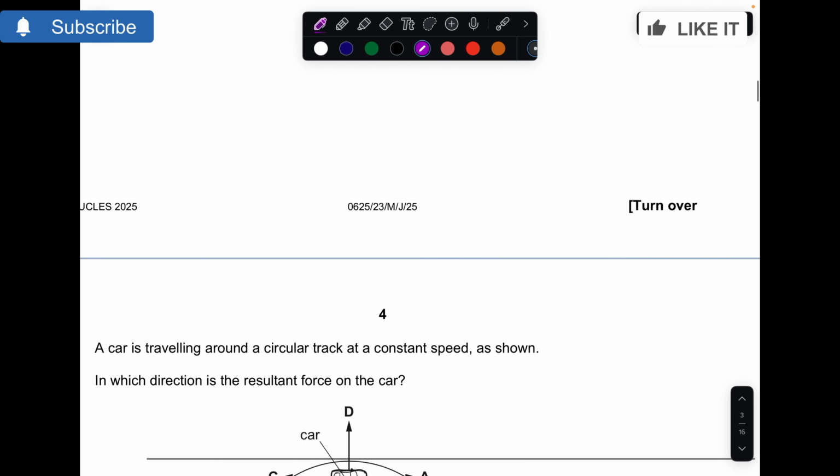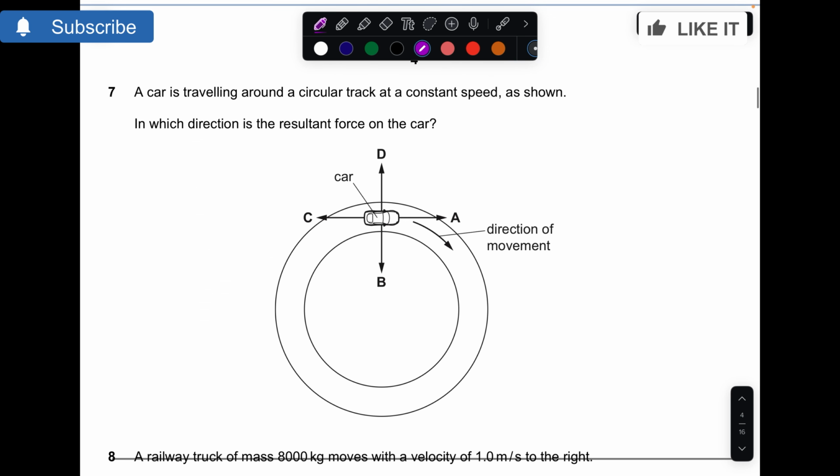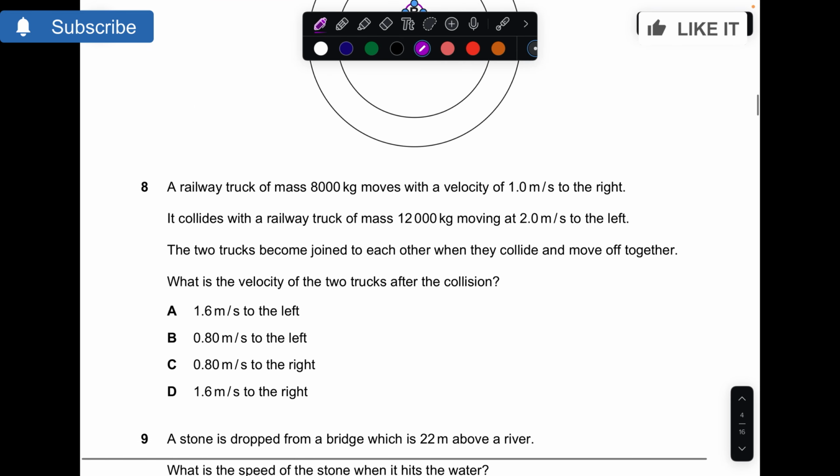And the next question, a car is traveling around a circular track at a constant speed. In which direction is the resultant force? Whenever an object is moving in a circle, the resultant force will always be towards the center of the circle.